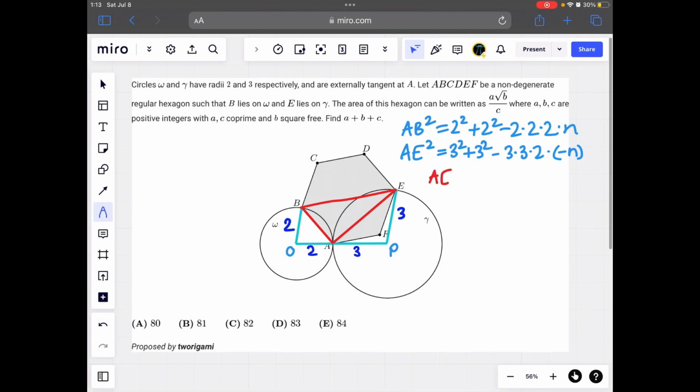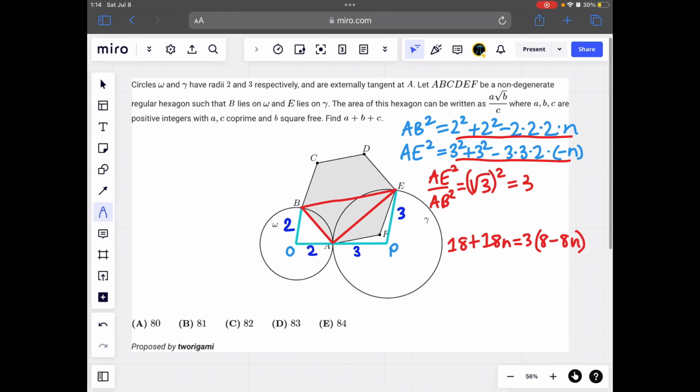So we have AE over AB is equal to root 3. So AE squared over AB squared is root 3 squared, which is just 3. So we can write this expression over this expression is equal to 3. We have 3 squared plus 3 squared is 18. 18 minus 3 times 3 times 2, which is also 18, times minus n. Minus 18 times minus n is plus 18n. And that's equal to 3 times 2 squared plus 2 squared, which is 8, minus 2 times 2 times 2, which is also 8.